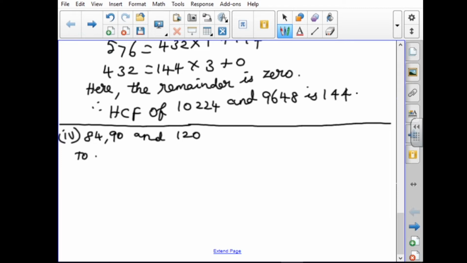So first you have to find out the HCF of 84 and 90.